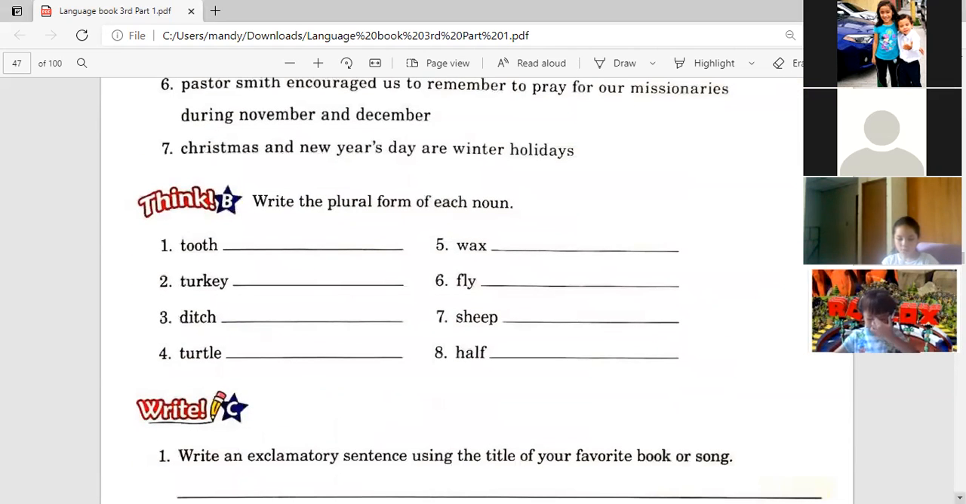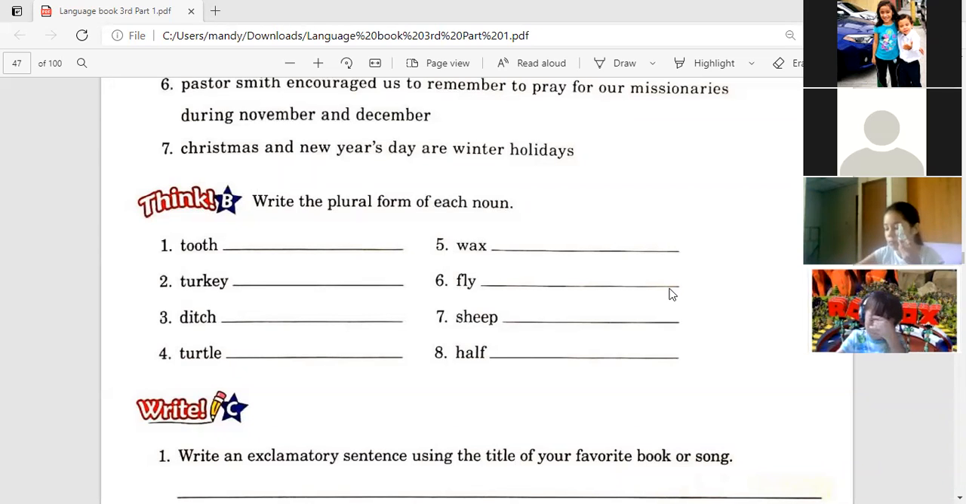This one is think B, okay? Write a plural form of each noun. Okay, so let's see. This one is a review of the topic of the plural nouns, okay? So now you write the plural form. Then I check the answer. So this one is a review. Escríbalo usted solo y luego vamos a chequear. Yes, I give you 1 minute.